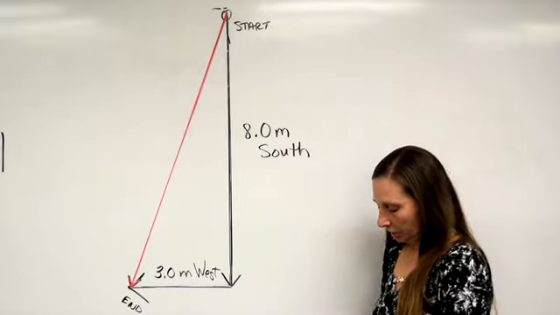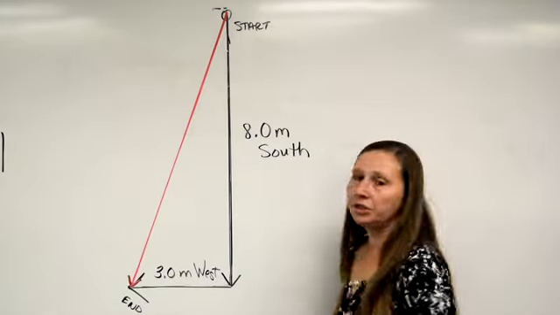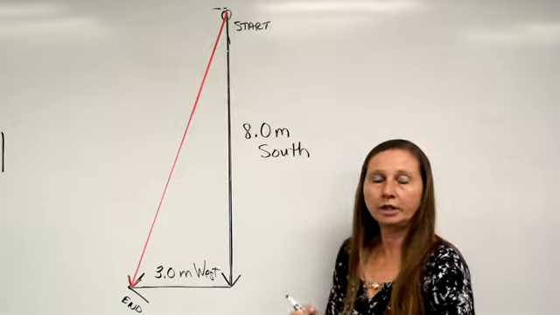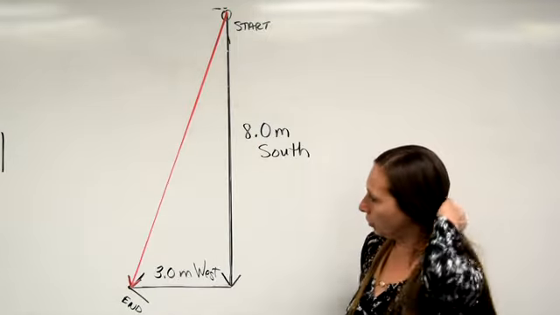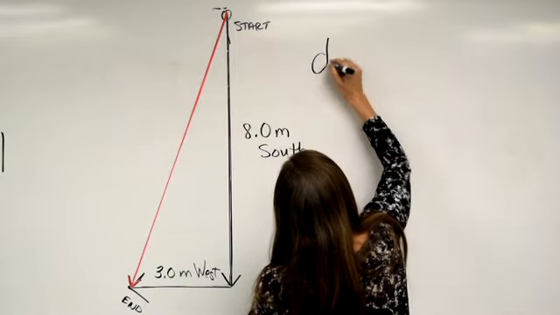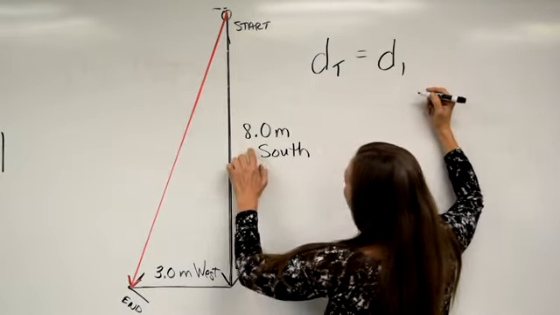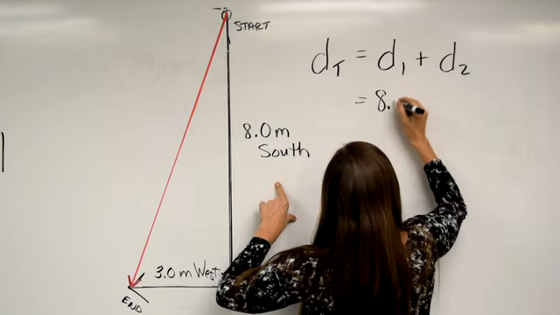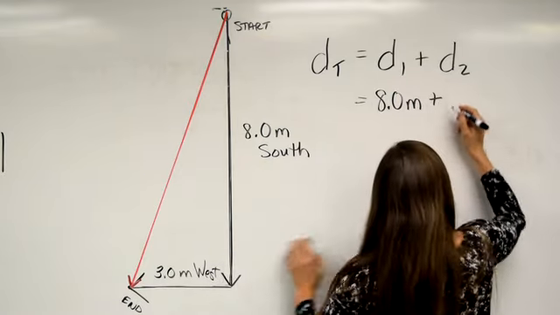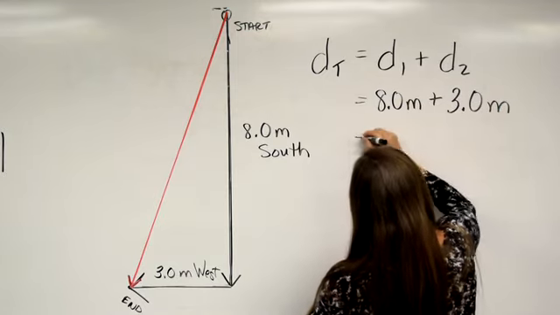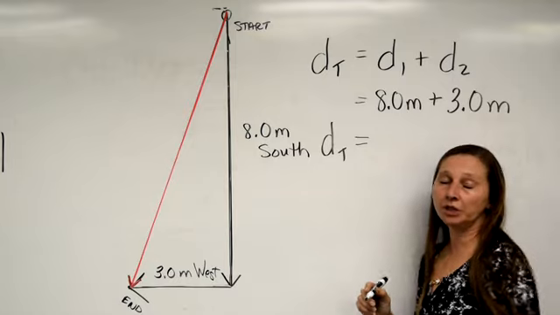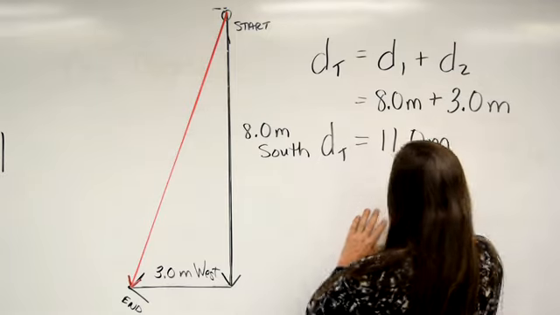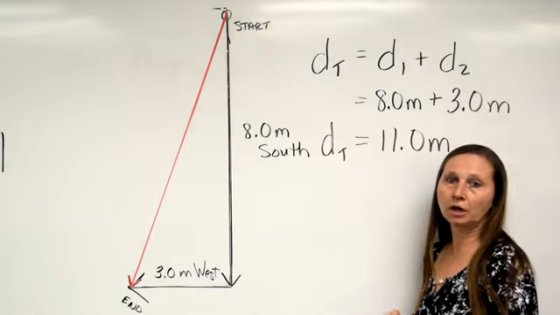Now let's calculate first the distance that Marcus covered. Distance is a scalar. It has only magnitude. We don't care about the direction. So we're just going to add up all of the vectors that Marcus walked. So distance total is going to be d1 plus d2. Marcus went 8.0 meters, and then he went another 3.0 meters. So the distance that Marcus covered is a total of 8 plus 3, 11.0 meters. That is the distance that Marcus covered.